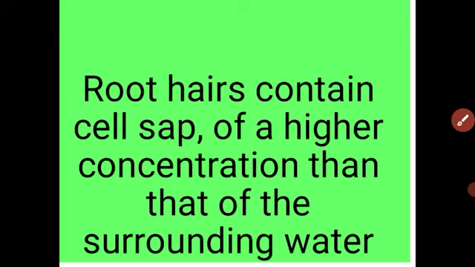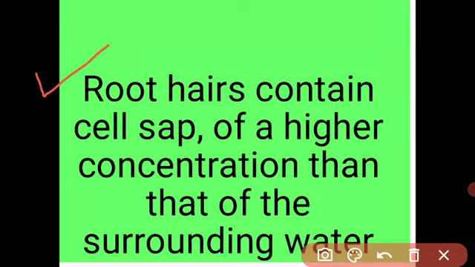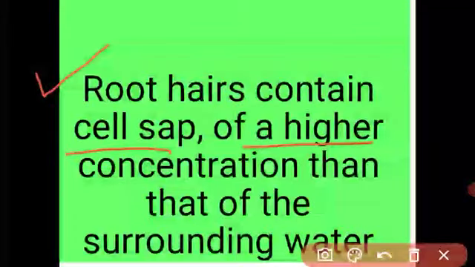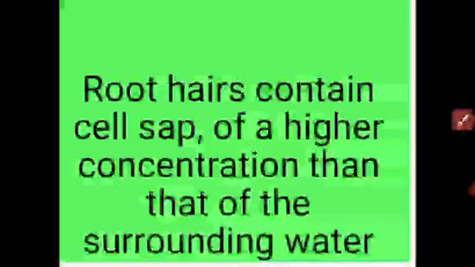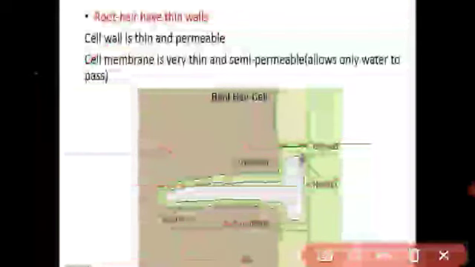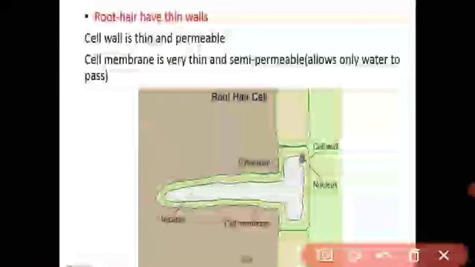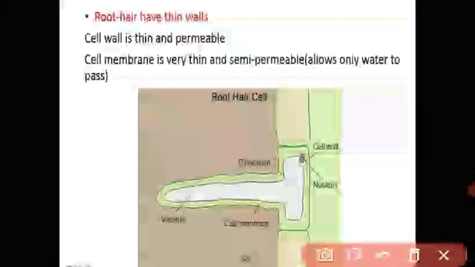The next characteristic of the root hair is that it contains cell sap of a higher concentration than that of the surrounding water. I will explain with the figure. See student, this is the structure of a root hair. First of all I will explain this top point. Second, the root hair has a thin cell wall.